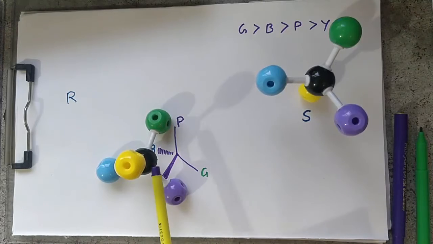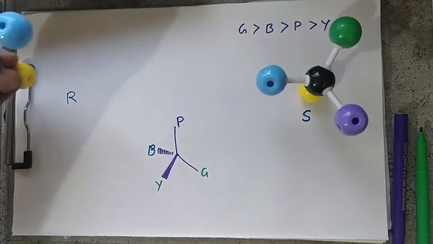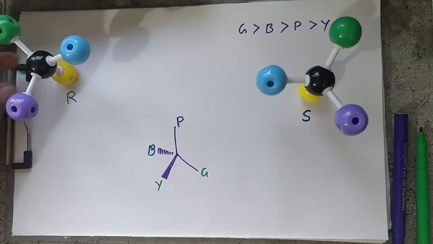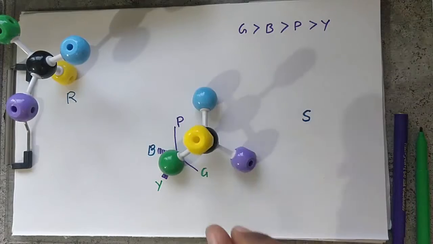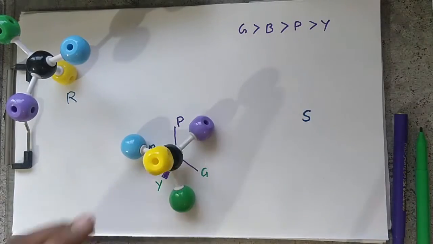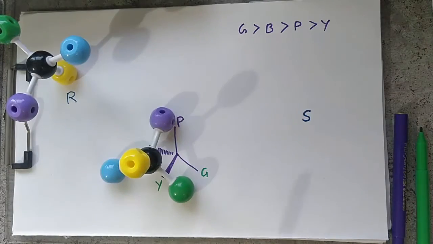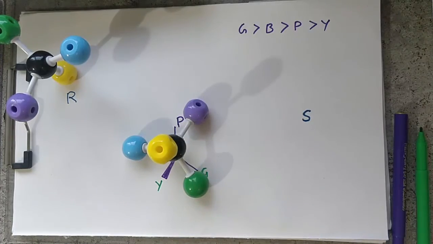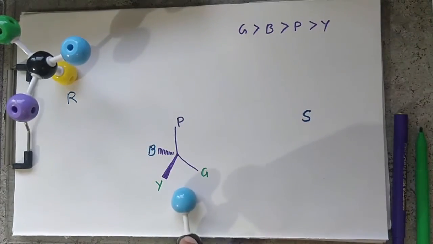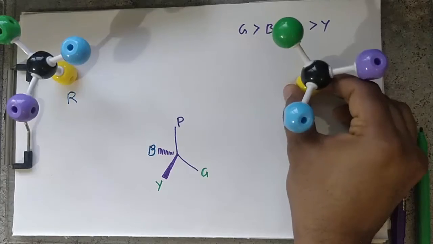So that means these two configurations are not the same. Let's put it where it was earlier. Bring this. Yellow has to be on the top, blue has to be at the back, and we see purple, purple, green, green, yellow top, blue back. So that means this diagram belongs to S configuration.